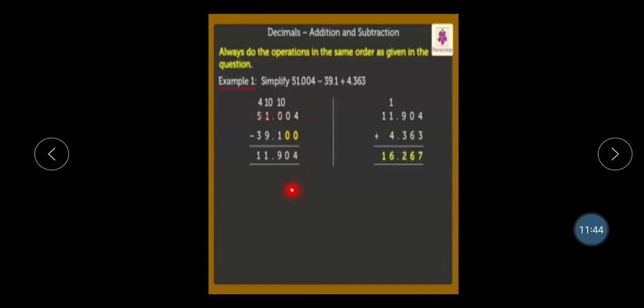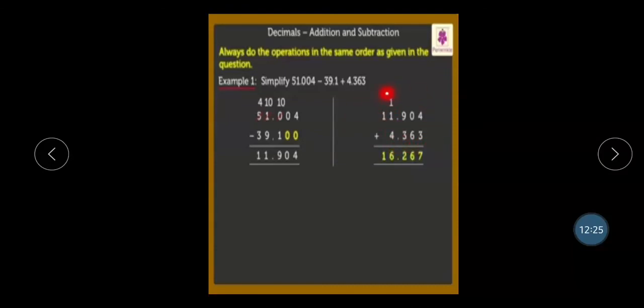0 minus 0, 0. Here 1 cannot be subtracted from 0. So 0 becomes 10 as it has borrowed from 1. So 10 minus 1, 9. As it is already borrowed, actually it was supposed to be 11, but it has given here, so it will become 10. 10 minus 9, 1. As it has borrowed, 1 has borrowed from 5, so 5 will become 4. 4 minus 3, we get 1. So the answer is 11.904.